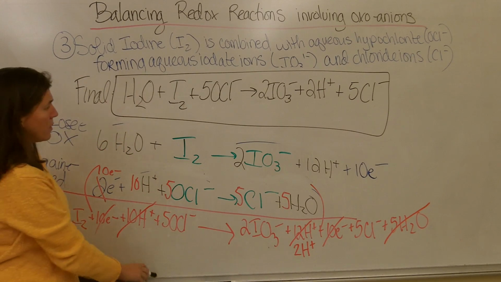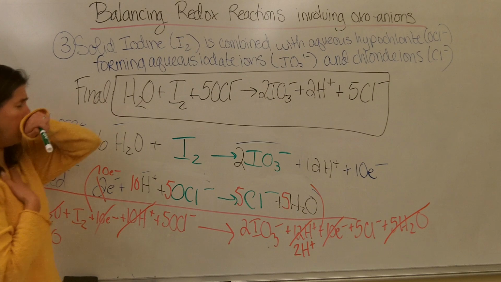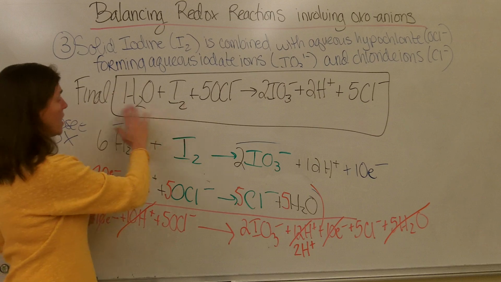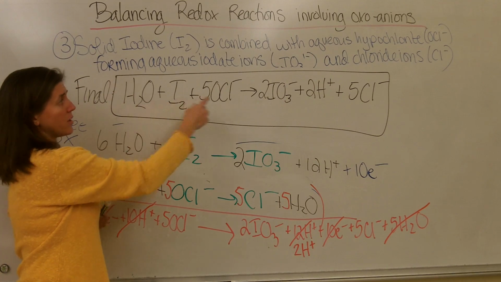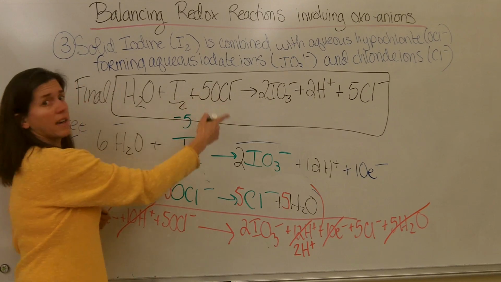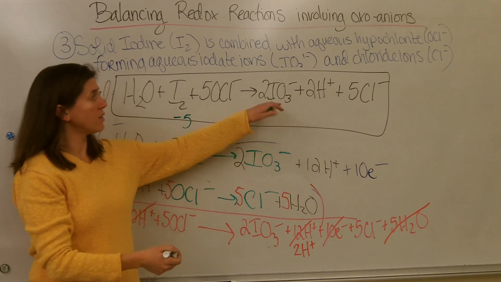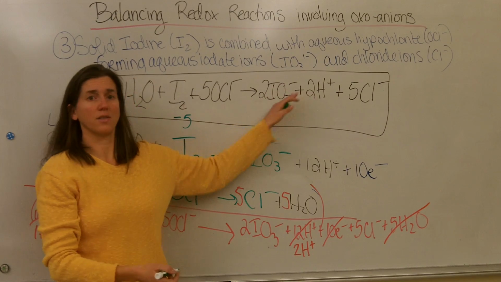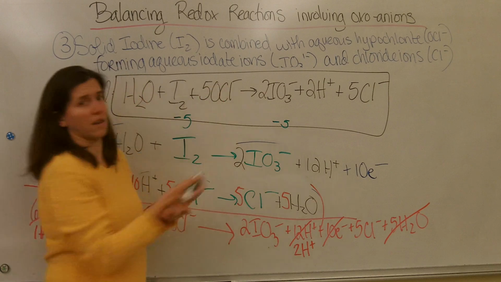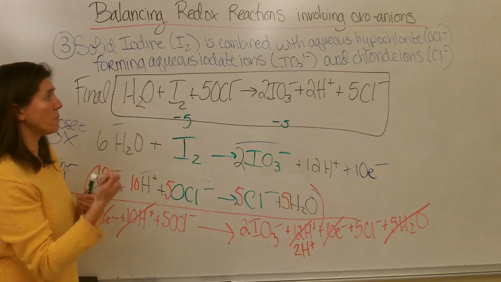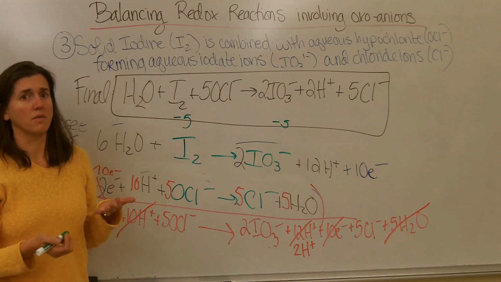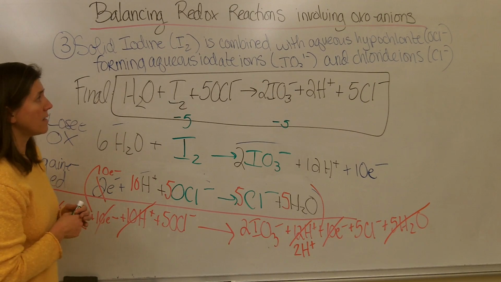What's equally important, though, is to check to see that your charge is balanced. So on the left, these 2 things are neutral, and I've got 5 negatives. So over here, my charge is -5. Over here on the right, I've got 2 positives and 2 negatives. Those cancel each other out. And then I've got 5 negatives over here. So my charge on the right is -5. So my number of atoms are balanced, my charge is balanced, and that is your final check to make sure that you did the problem correctly. So there we go.